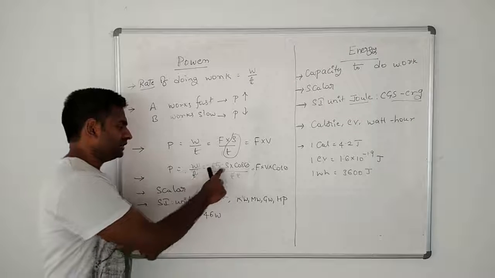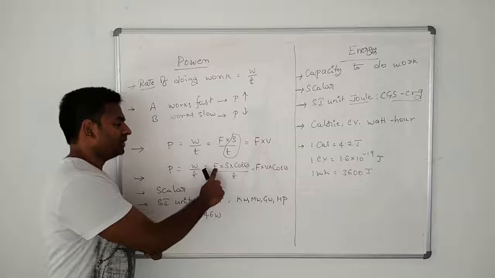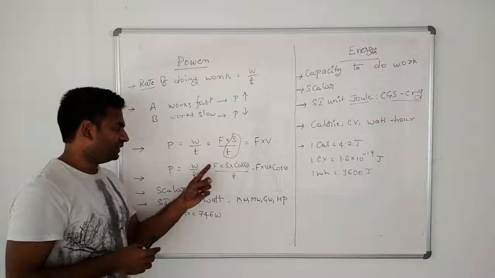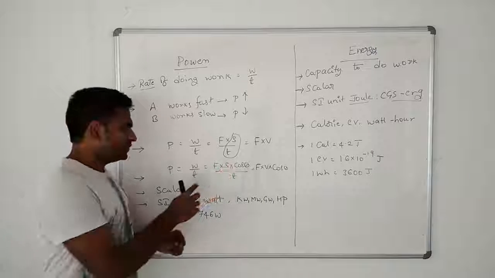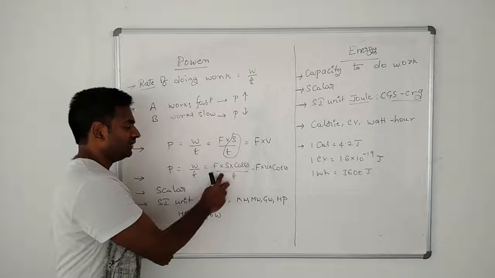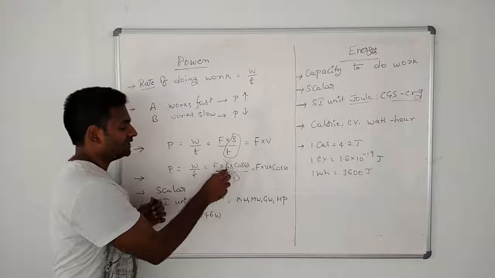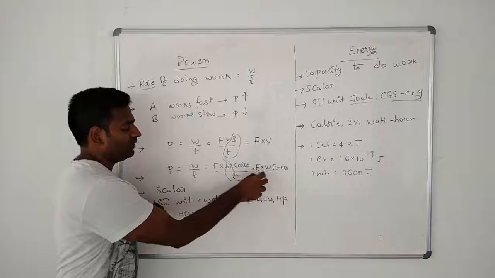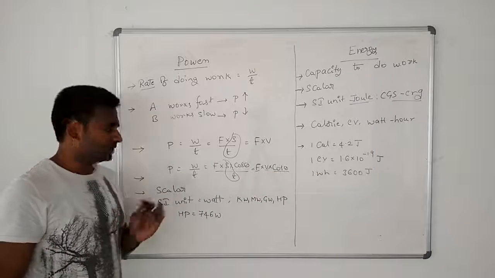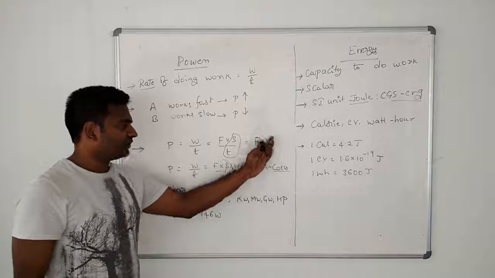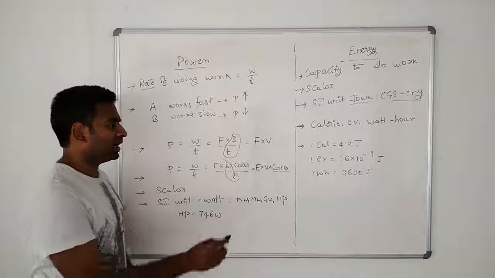But we also said that the work done can also be written as F into S into cos theta when there is an angle between F and S. So if we substitute F into S into cos theta, then it will again be S by T, which we can write as velocity. So it becomes F V multiplied by cos theta. That is, if the force and the velocity are in different directions or at an angle.